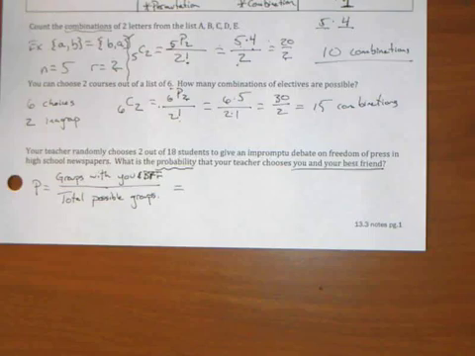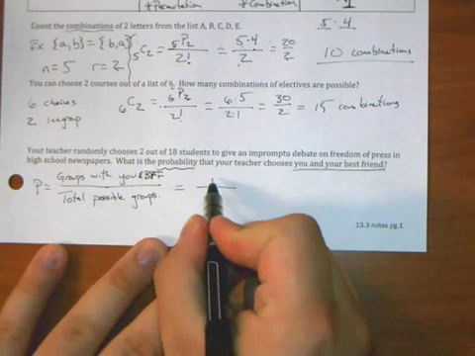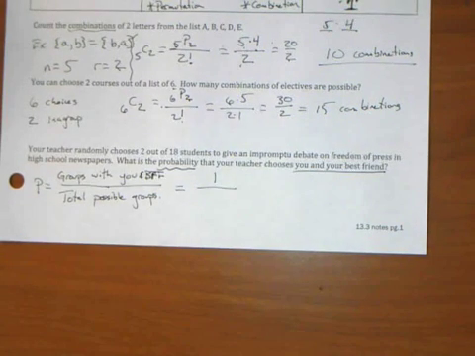How many groups have both you and your best friend? How many groups of 2 contain you and your best friend? There's only one way to get a group of 2 with you and your best friend. It's to pick you and your best friend.